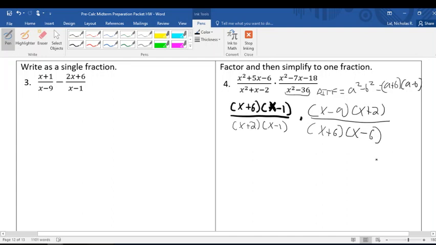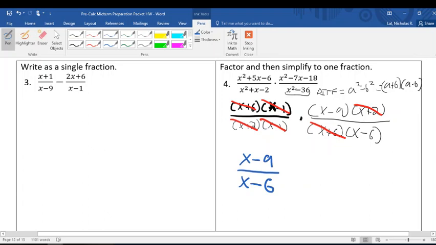Now that we've factored, it'll be easy to see what cancels out. The x plus 6 will cancel out with this x plus 6. This x plus 2 will cancel out with this x plus 2. And this x minus 1 will cancel out with this x minus 1. So we are left with x minus 9 over x minus 6.